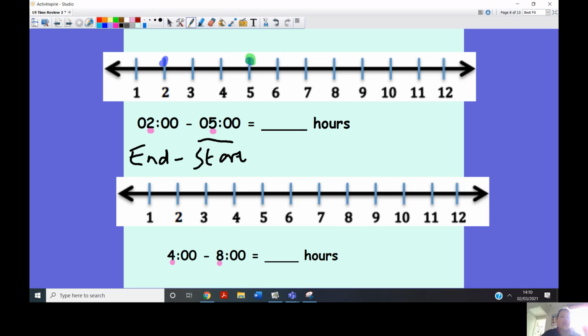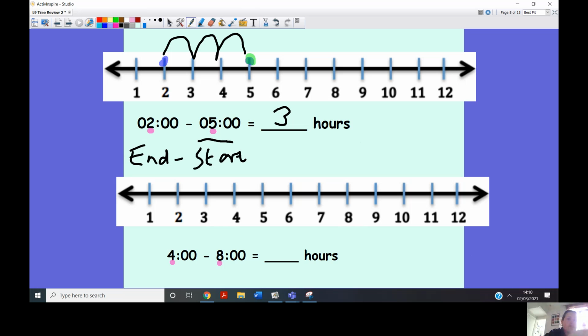So I'm going to count on in ones because we're looking at the different hours. So we're looking at how many hours have passed. 1, 2, 3. 3 hours have passed. I know that because I also know I need to add 3 to 2 to make 5. So again, all those subtractions and number bonds that we know will help.